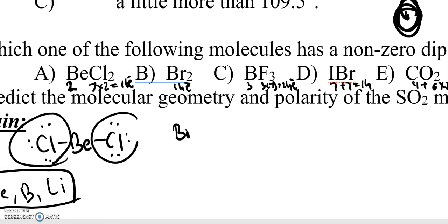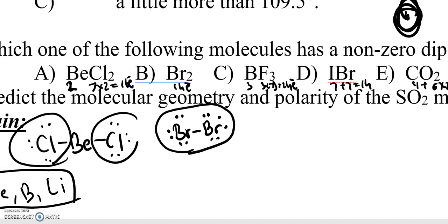The same thing here, bromine. Bromine, we have 14 electrons, make a single bond, so we have 12 left, and I use 6 in here, 6 in here, 6 in here. So they're all octet. This is going to be a symmetric cloud. This is going to be nonpolar as well.